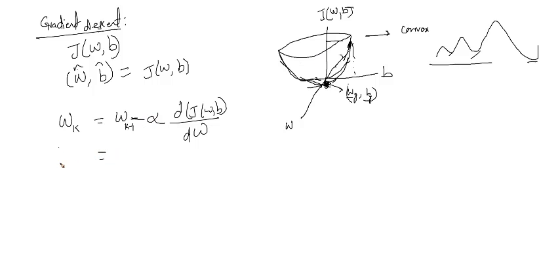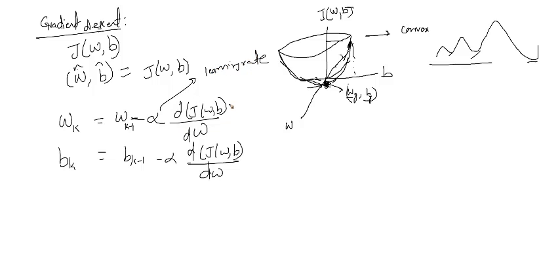and then similarly bk is bk minus 1 minus alpha times db. Remember, alpha is known as the learning rate, and this is the derivative of our cost function with respect to our parameters. So our goal is to iterate this.